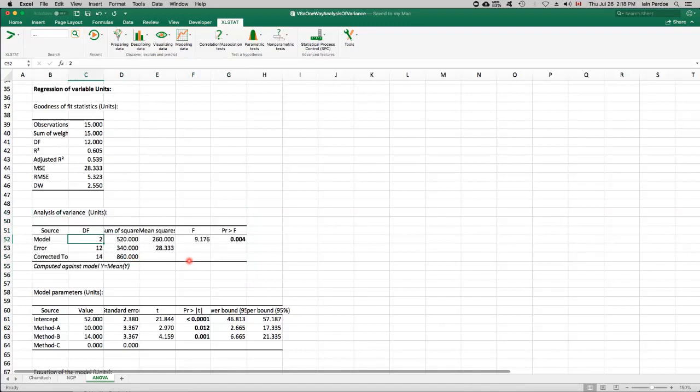So here's the degrees of freedom. Here's the sums of squares. Here's the mean squares. Here's the F statistic. And here's the p-value.